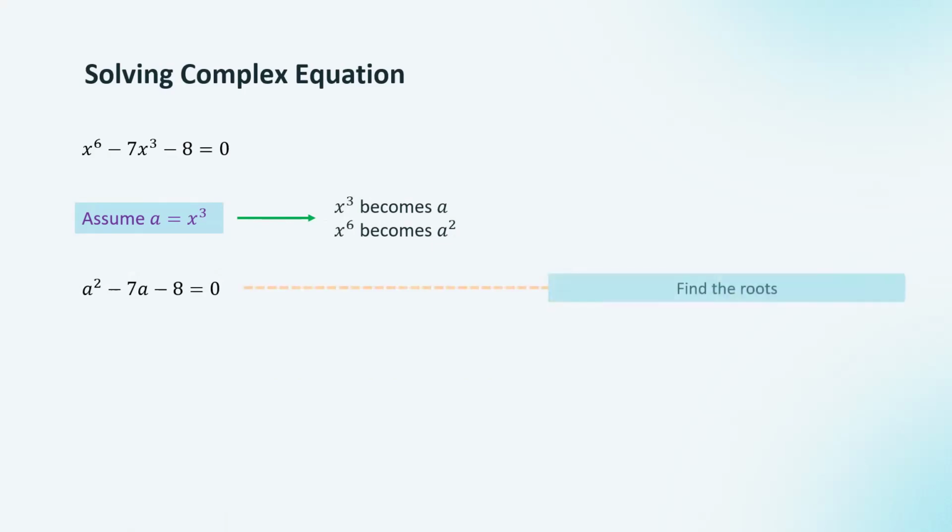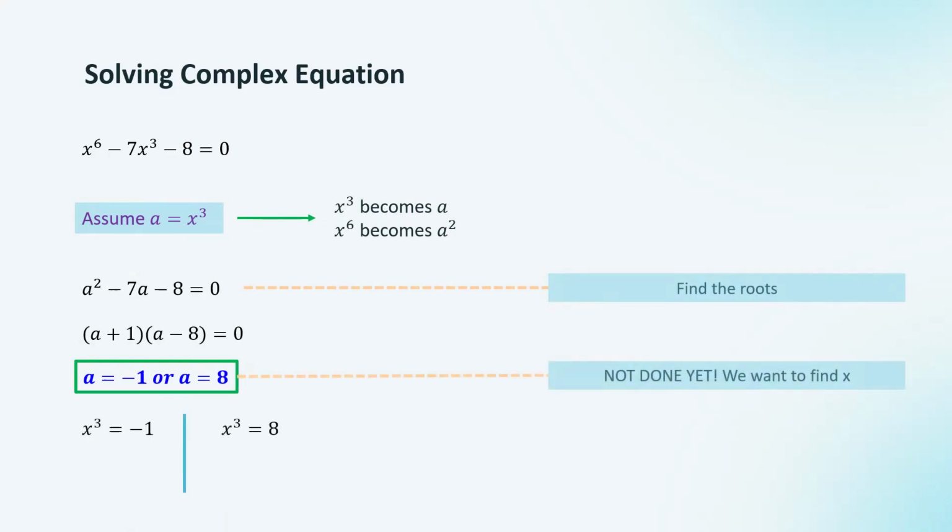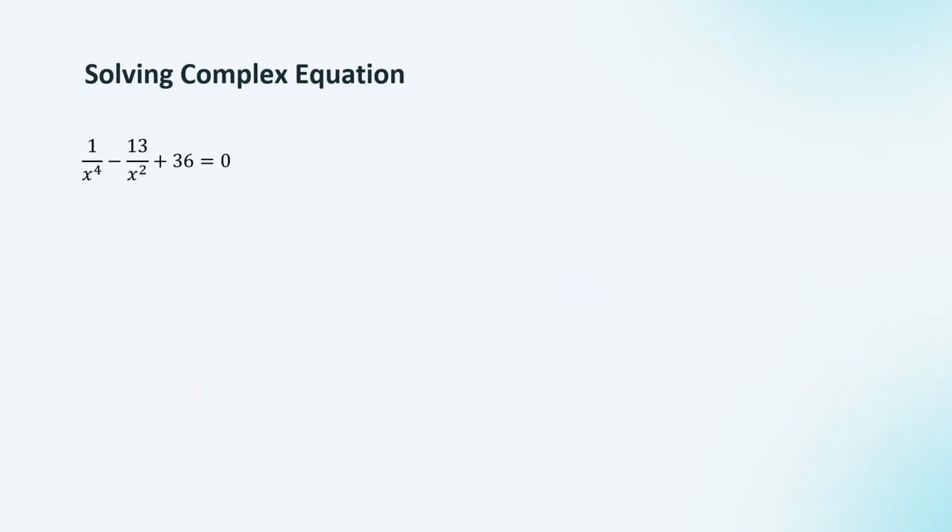As you can see, it's going to be very similar to the one before. We can try to assume that a is equal to x cubed. So if a is equal to x cubed, that means x cubed becomes a, x to the power of 6 becomes a squared. We can try to substitute this and we get a very nice quadratic equation. We can try to find the roots. We have that a is equal to negative 1 or a equals 8. Again, we shall try to find the x. So we have x cubed equals negative 1 or x cubed equals 8. And we have that x should be negative 1 or 2. On to the next example.